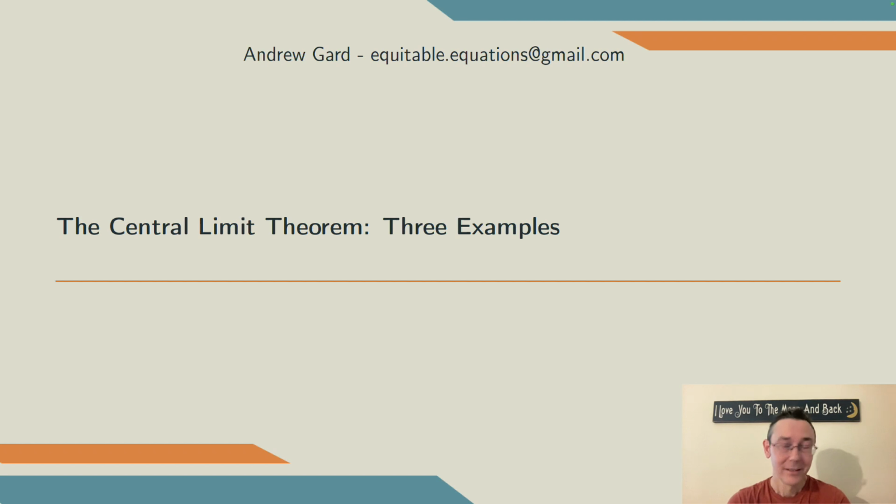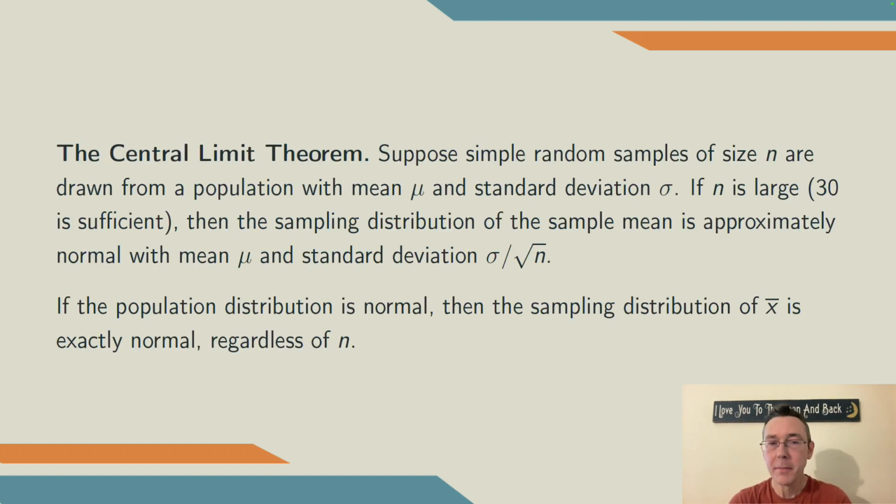Hey everybody. Today we're doing some example problems using the central limit theorem. The central limit theorem describes the sampling distribution of the sample mean, x bar. A bit more specifically, suppose we have simple random samples of size n that are drawn from a population with a known mean, mu, and known standard deviation, sigma.